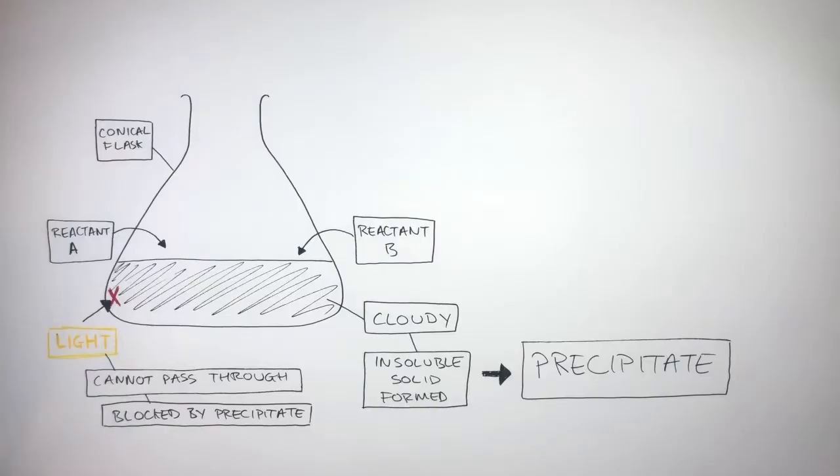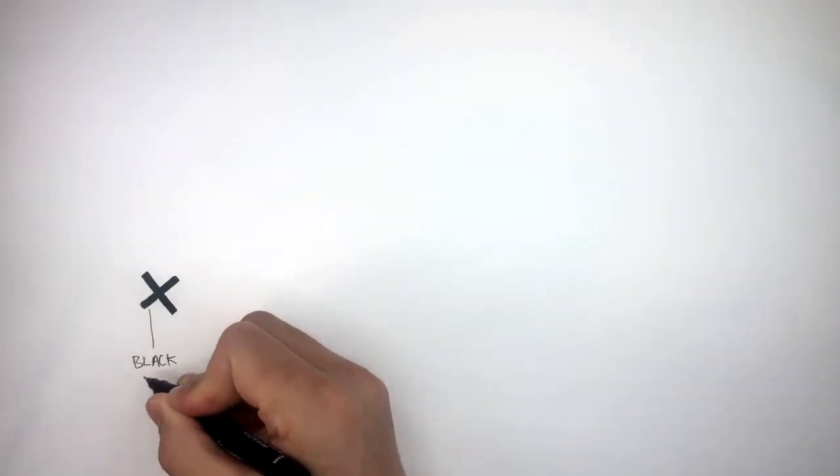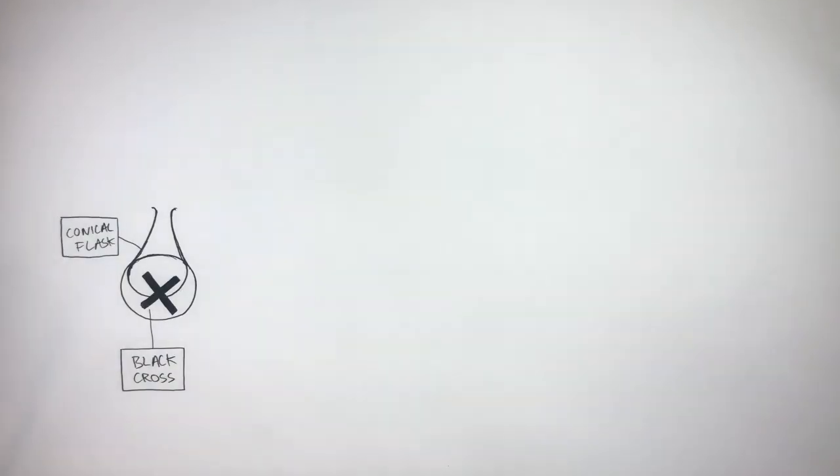We can use this understanding to measure the rate of reaction, where someone will be the judge of when light can no longer travel through the solution, and this will be measured against time using a timer. To do this, we need a black cross where we place a conical flask on top of the black cross. Someone judges how long it takes for the cross to disappear due to the precipitate no longer allowing light to be transmitted through the solution.